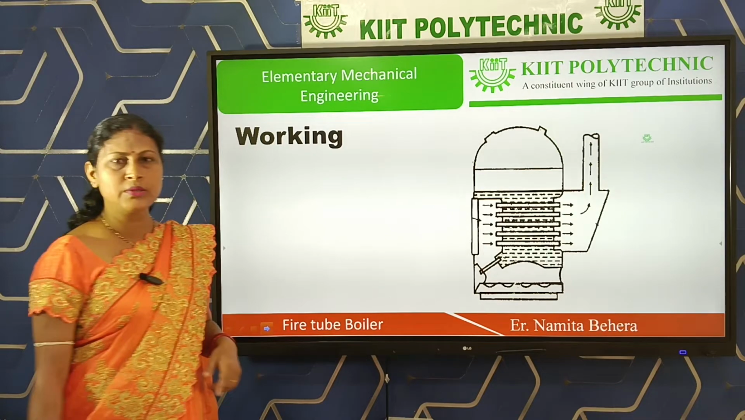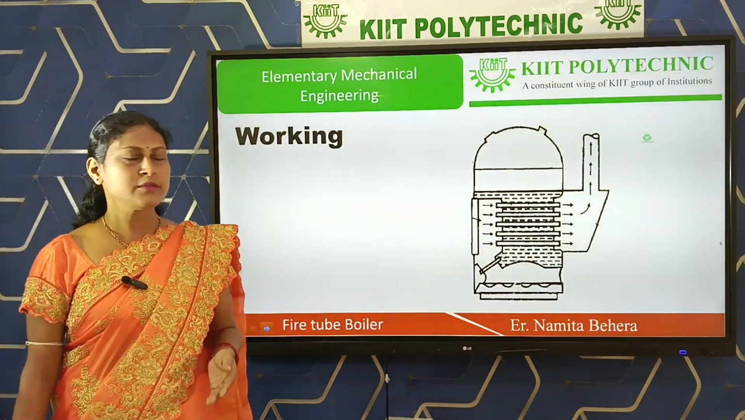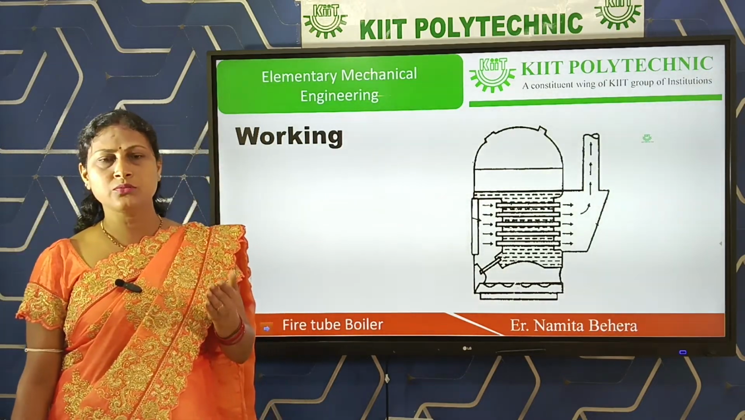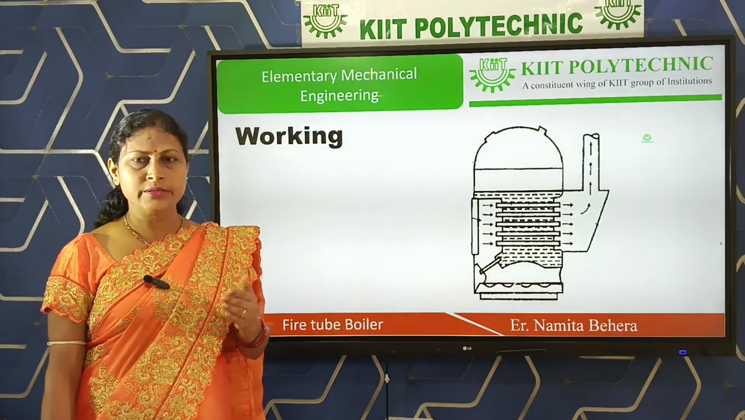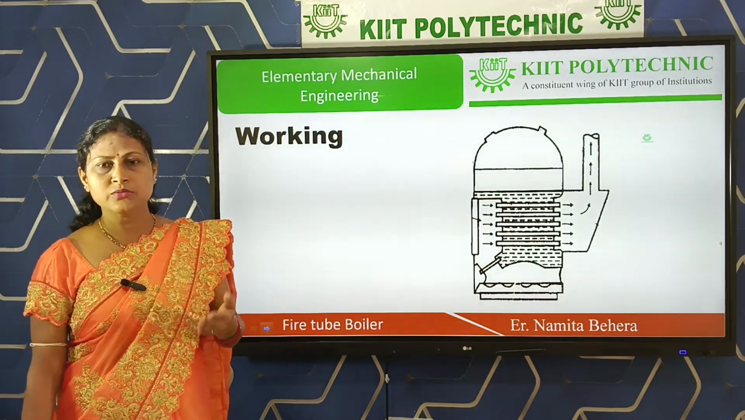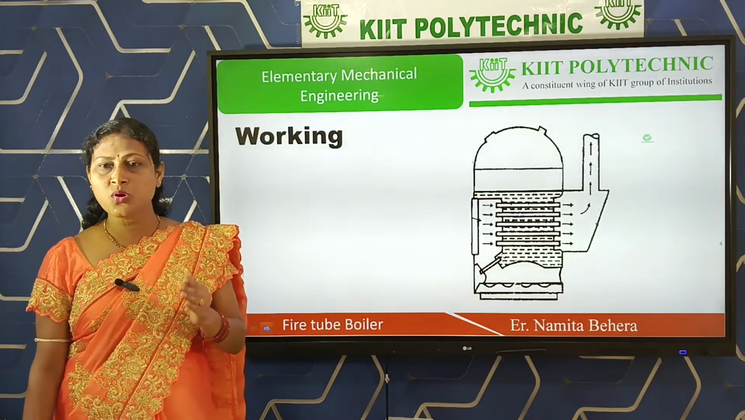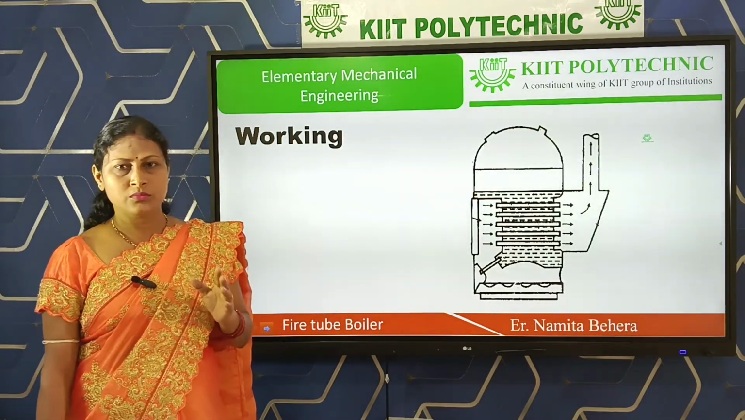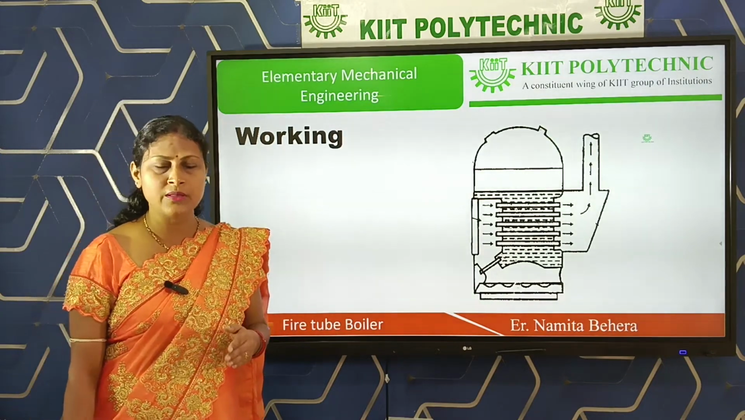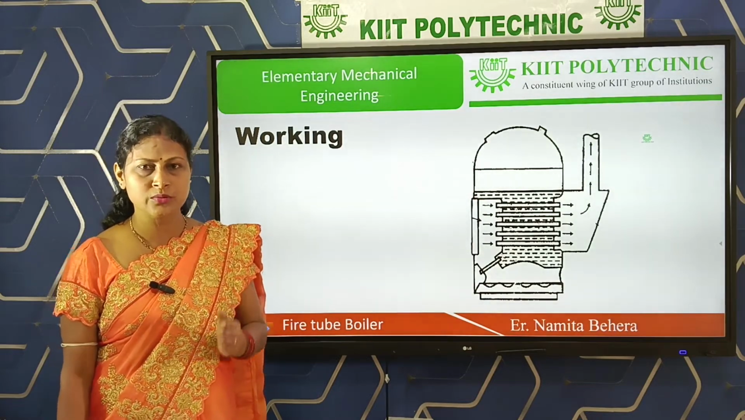What is the working principle of the Cochran boiler? We know that the main characteristic of the Cochran boiler is that it is a vertical multi-tubular fire tube boiler, and it is a natural circulation boiler. Why is it called a naturally circulated boiler? Because no pump is used inside the boiler, so it is called a natural circulation boiler.